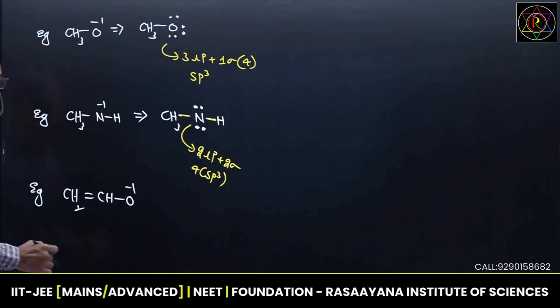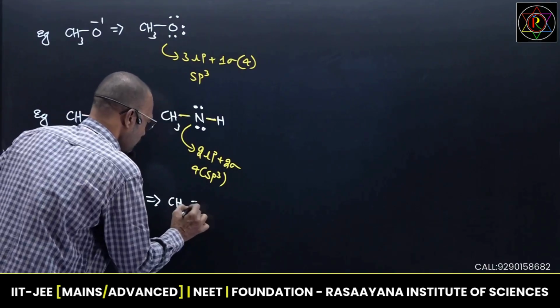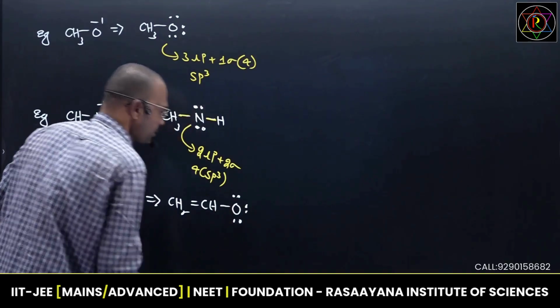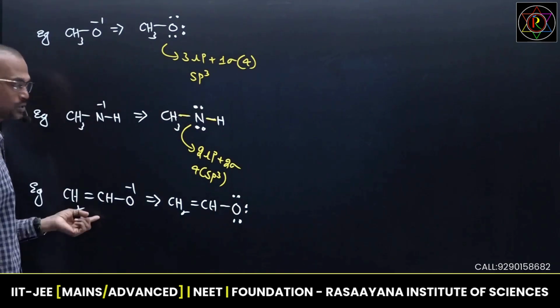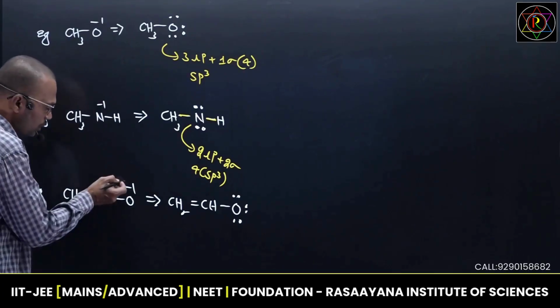Here -1. If you are getting -1, carbon-carbon double bond and here lone pair, and this is one more lone pair. Okay. Now see the difference between these two species. Here negative ion not involved in conjugation, but negative ion involved in conjugation.